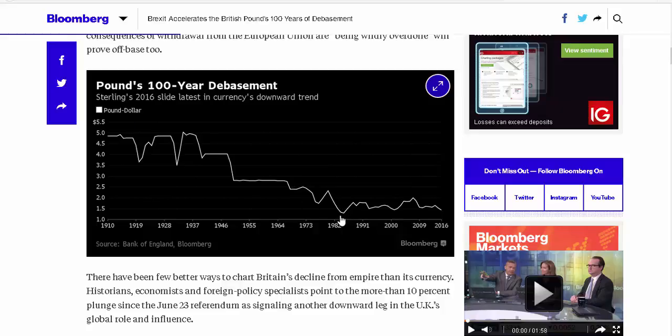I made some reference to the fact that it had actually once fallen below the current levels. This now, it's actually broken. So it's only this period in the mid 80s, I'd say, that the pound has actually been lower. Here the theme is, there are few better ways to chart Britain's decline from empire than its currency. That was the slant this article was taking.